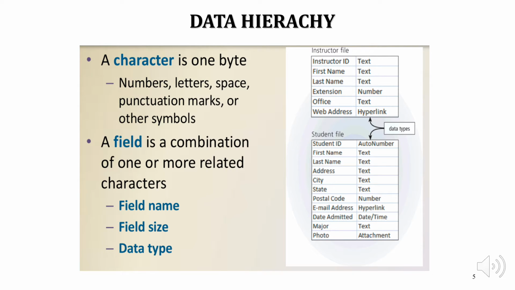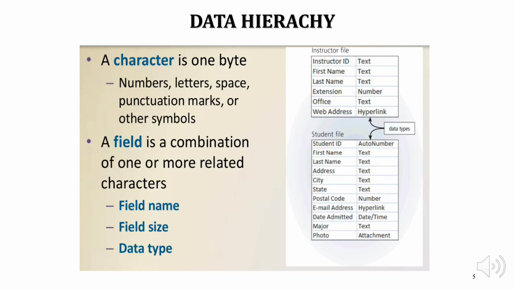What is a character? A character is one byte, which contains the numbers, the letters, the space, the punctuation marks, or other symbols. A field is a combination of one or more related characters, for example field name, field size, data type.